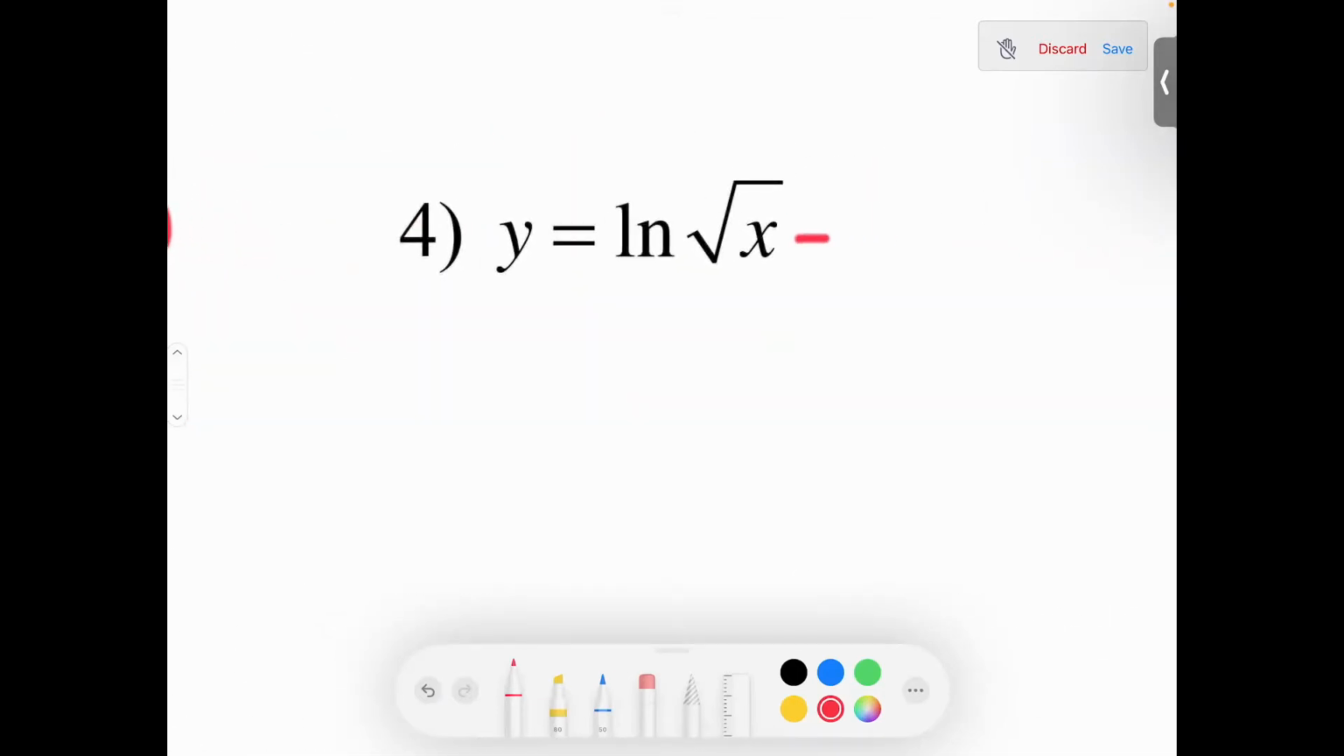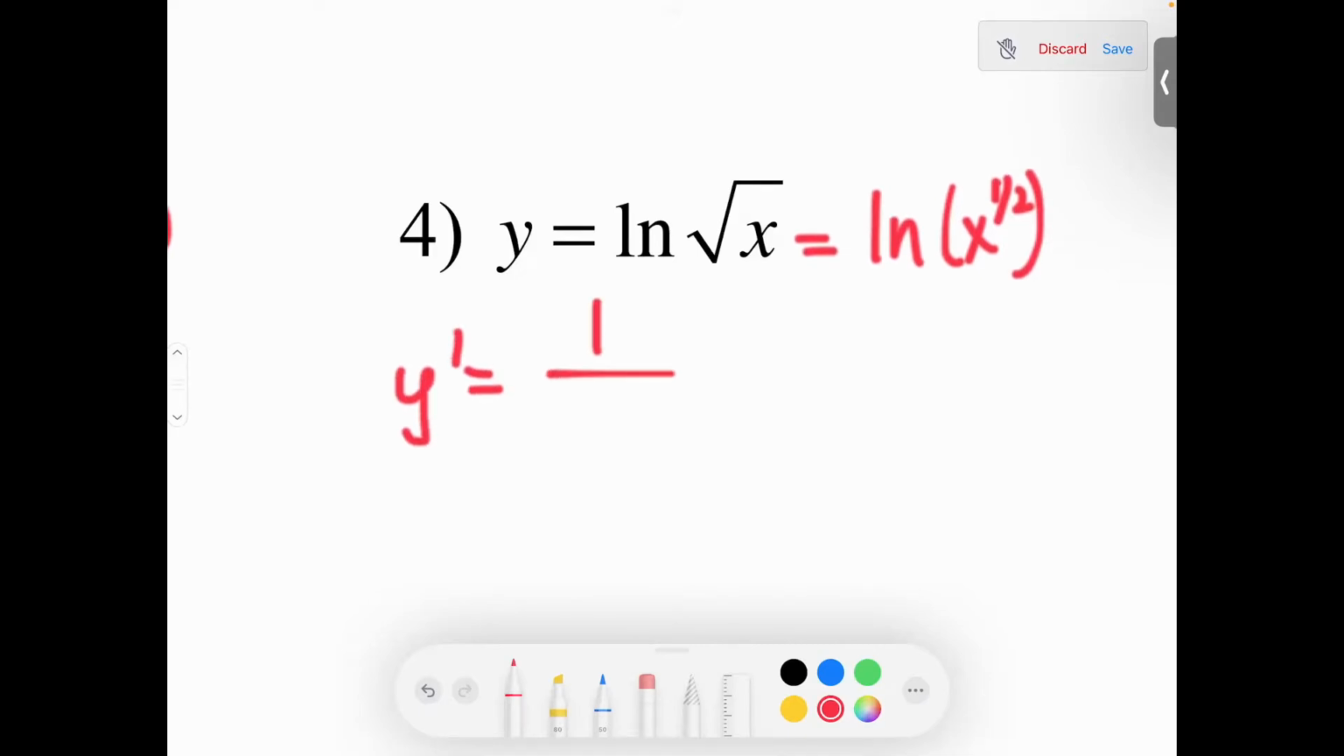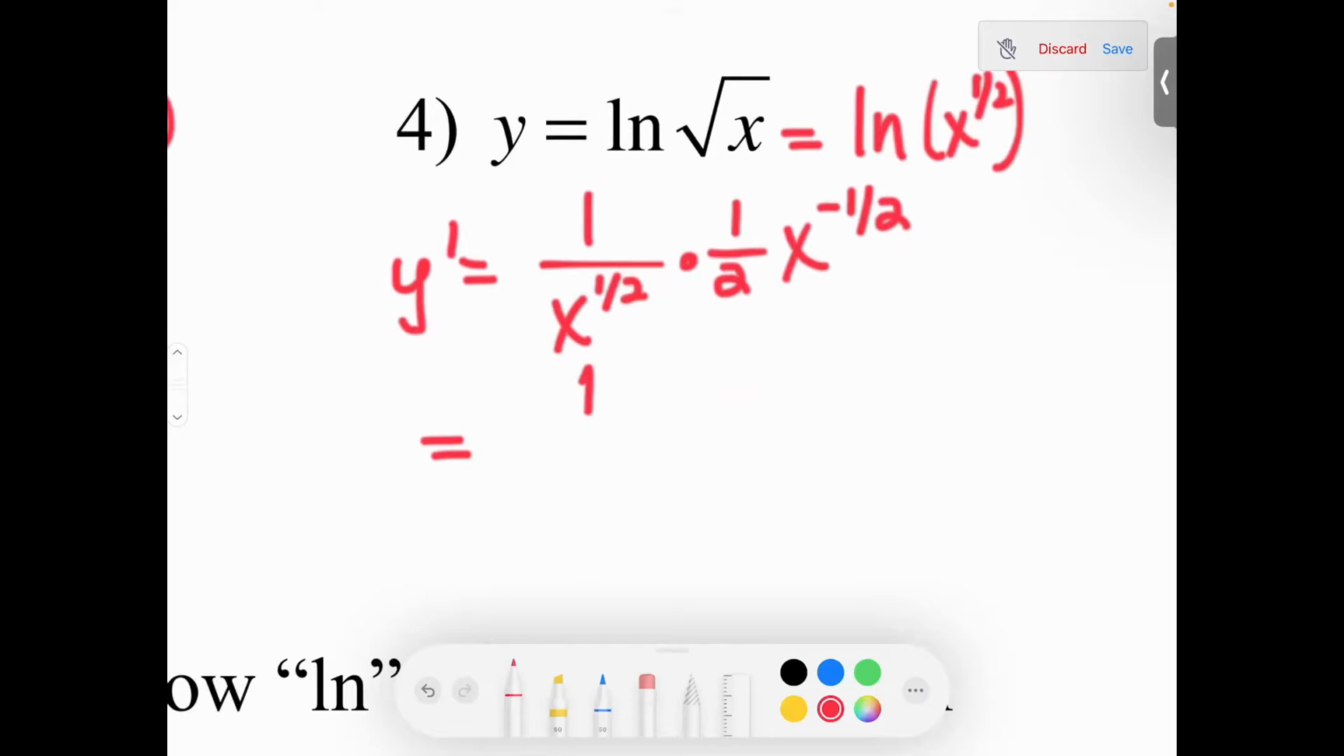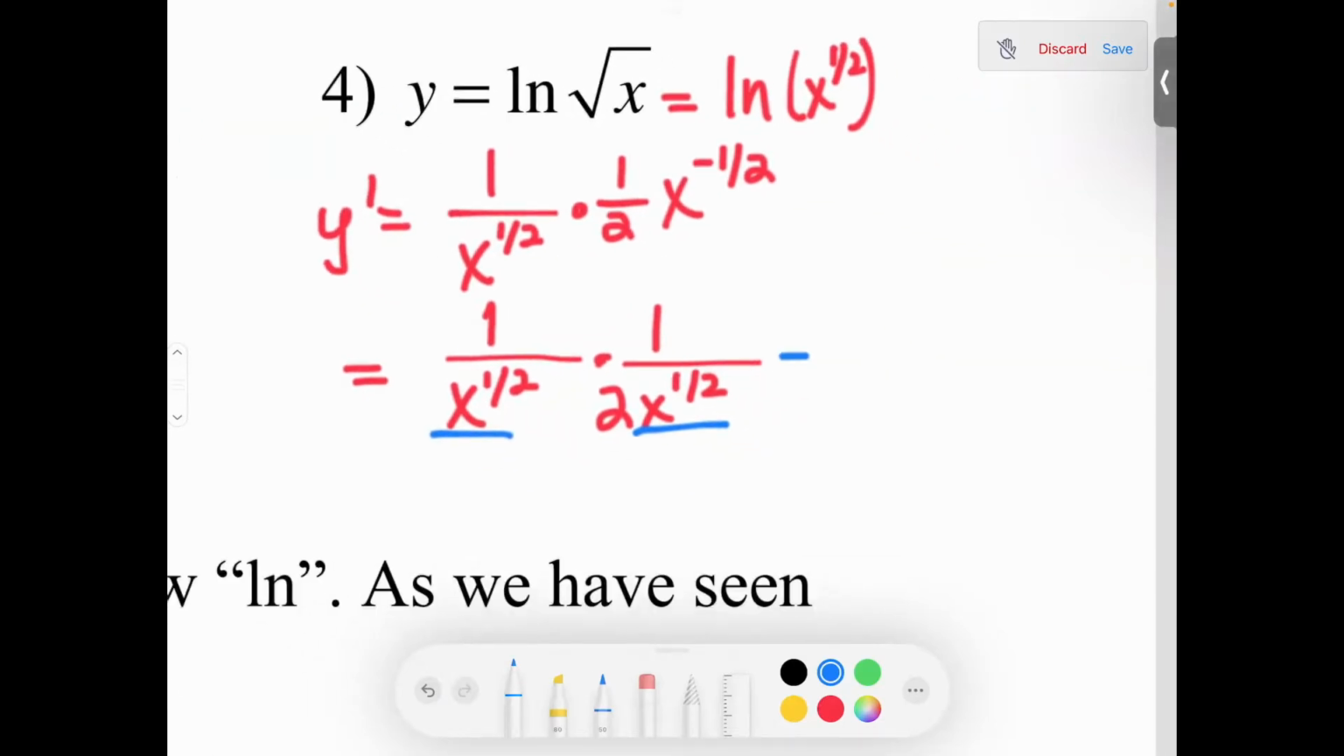All right, number 4, we can rewrite this as natural log of x to the 1/2 power. The x is the only thing being raised to the 1/2 power. So we end up with y prime being 1 over x to the 1/2 power, 1 over whatever that something is, times the derivative of that something, which would be 1/2 x to the negative 1/2 power. We want to clean that up a little bit. We get 1 over x to the 1/2 times 1 over 2x to the 1/2. When we multiply these x to the 1/2s together, x to the 1/2 times x to the 1/2 is x to the first. So we end up with 1 over 2x to the first power.